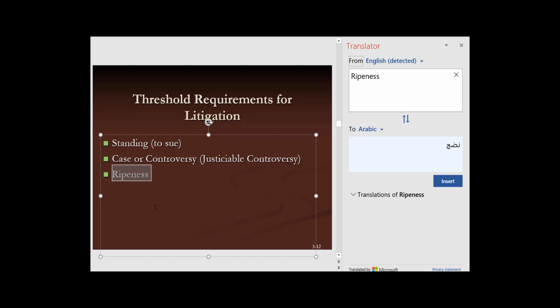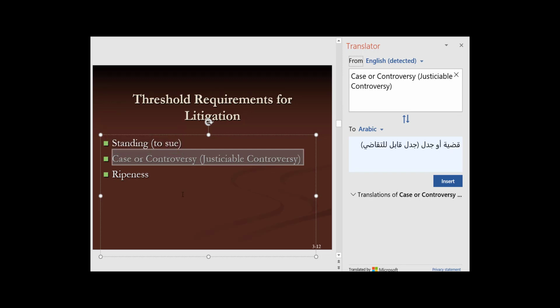There has to be a controversy, a case. So if you settle, you can't sue. You can't settle a case and then sue before you go to court. Think of it that way. If you settle with someone, then that ends your right to sue that person.